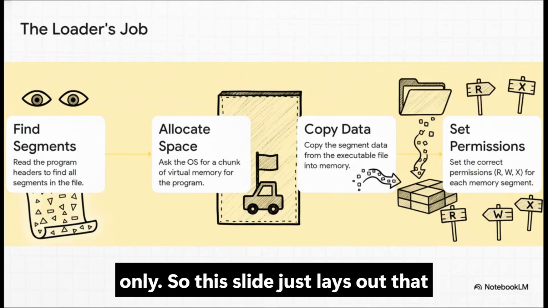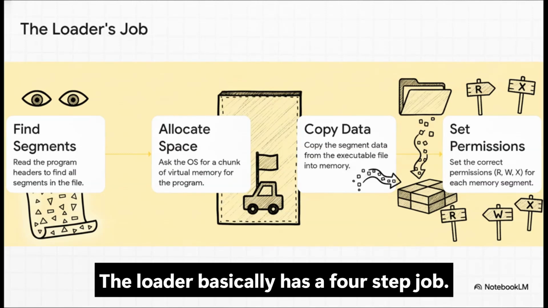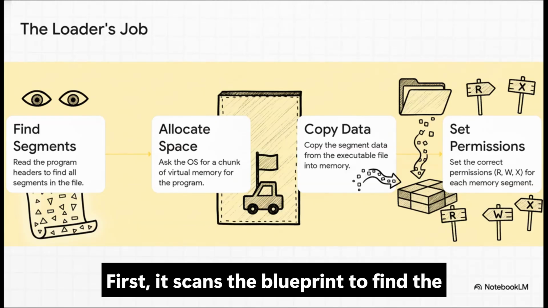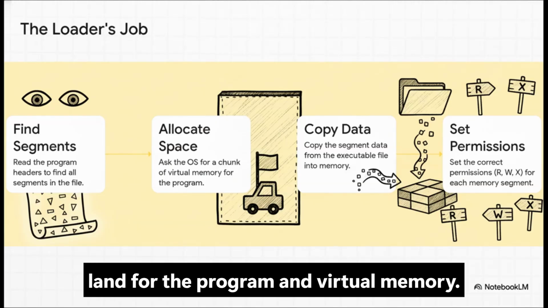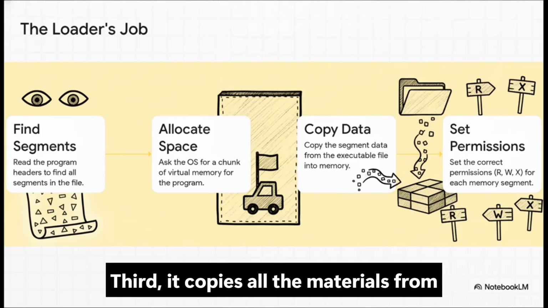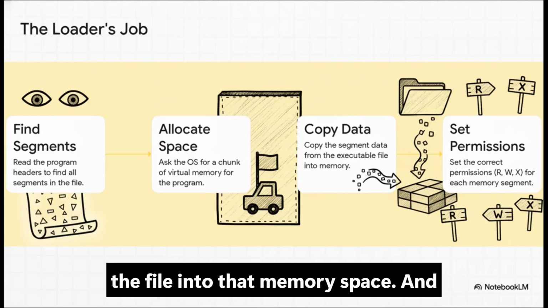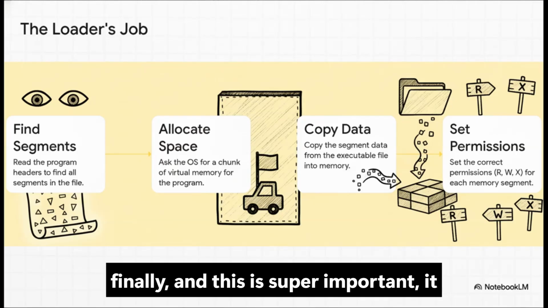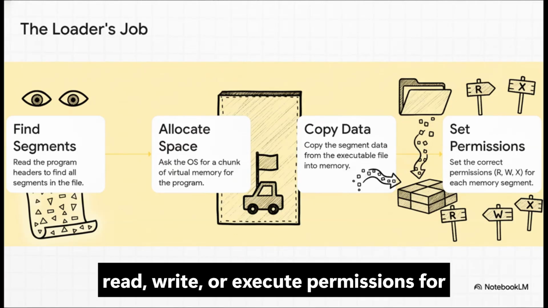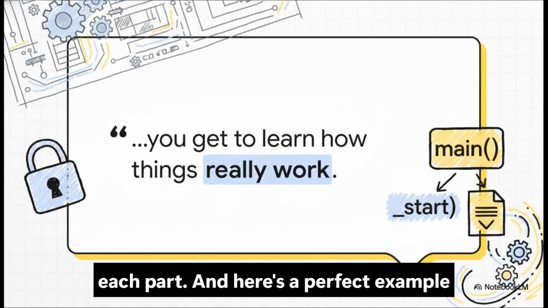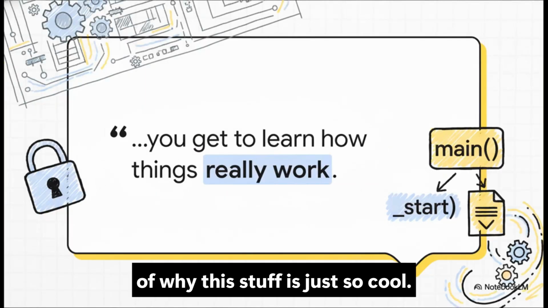So this slide just lays out that whole construction process perfectly. The loader basically has a 4-step job. First, it scans the blueprint to find the segments. Second, it stakes out a plot of land for the program in virtual memory. Third, it copies all the materials from the file into that memory space. And finally, and this is super important, it puts up the signs setting the correct read, write, or execute permissions for each part.